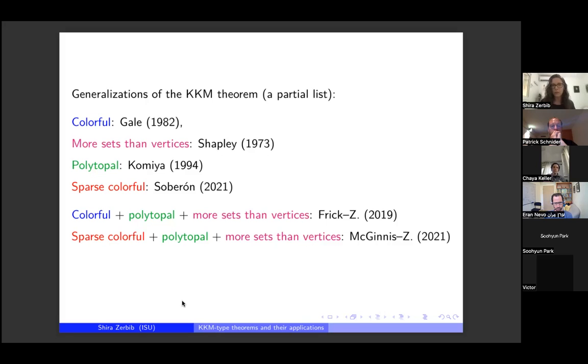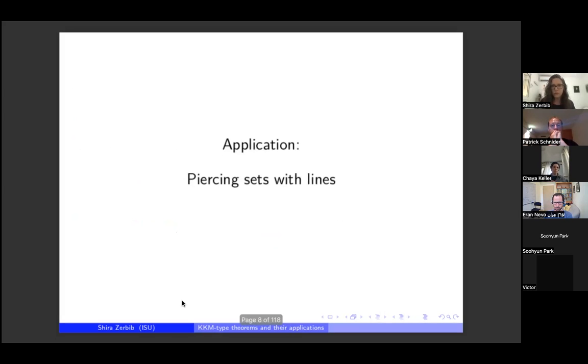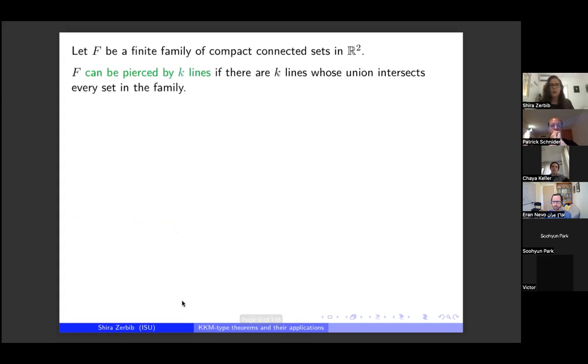So I will mention some of these results in this talk, but first let us jump into a first application of the KKM theorem, and this is about piercing sets in the plane with lines. So let F be a finite family of compact connected sets in R2. And we say that F can be pierced by k lines if there are k lines whose union intersects every set in the family.